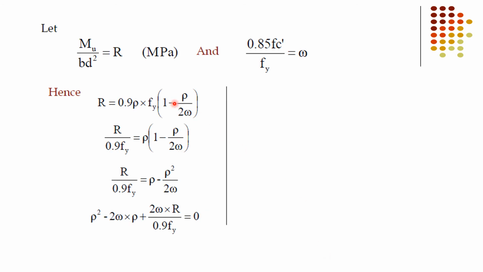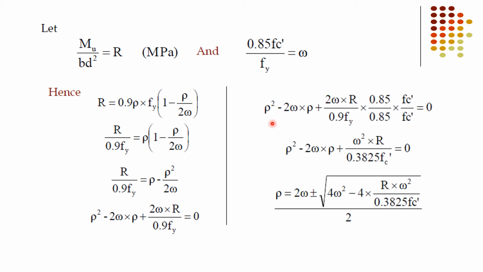Now to get the value of rho, I am taking 0.9 Fy to the other side, rho is here. Now after multiplying, rho minus rho square over 2 omega. Now 2 omega multiplied on both sides. This is the result, in the form of rho in a quadratic equation. For further simplification, I am multiplying and dividing by 0.85 fc prime over 0.85 fc prime with this value.